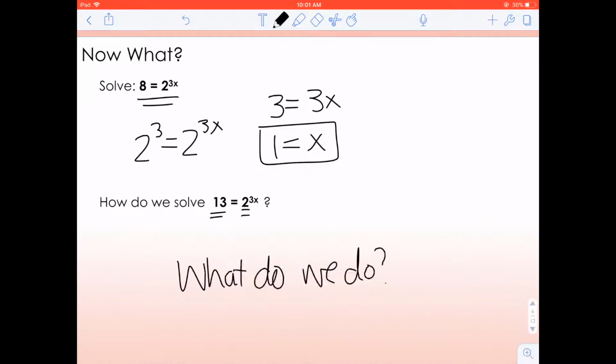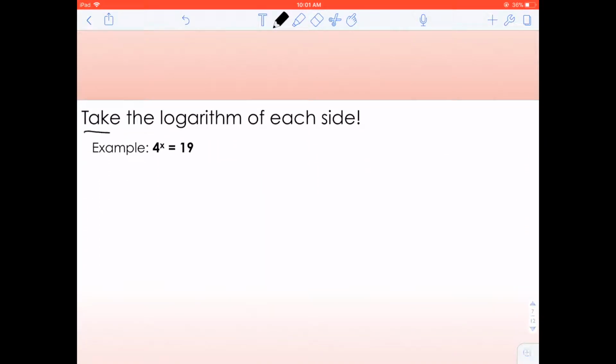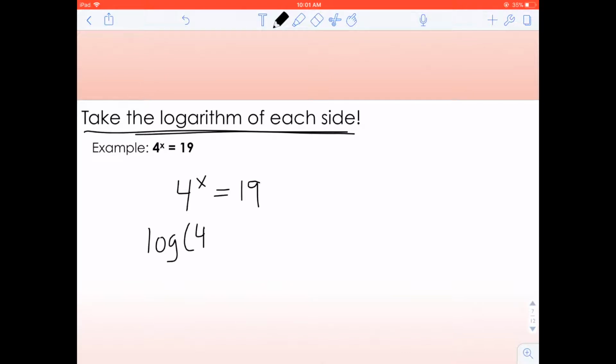So what do we do? Well, we take the logarithm of each side. So this is why logarithms are actually really useful. This might seem kind of weird, but it's actually going to help us a lot. So if we have 4 to the x equals 19, there's no way we can rewrite 19 as 4 to some power. So what we're going to do is just take the log of both sides.